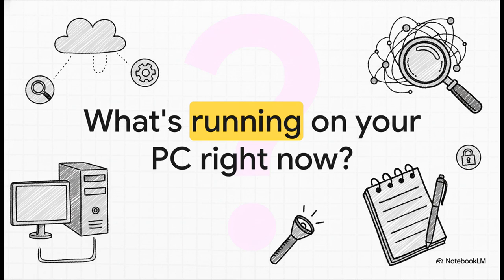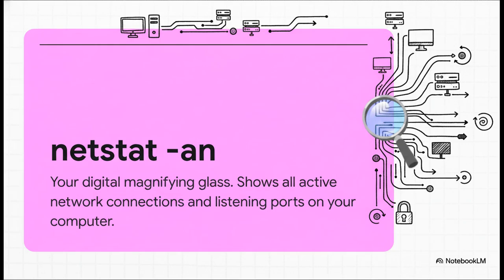Okay, let's tackle our next mystery. Do you know every single program that's currently connected to the internet from your computer right now? Well, there's a command for that too. Let's add another cool tool to our detective kit. This one is called netstat -an. I want you to think of this as your digital magnifying glass. It gives you a complete list of every single active connection, showing you exactly what your computer is talking to online and which programs are just listening for incoming connections.